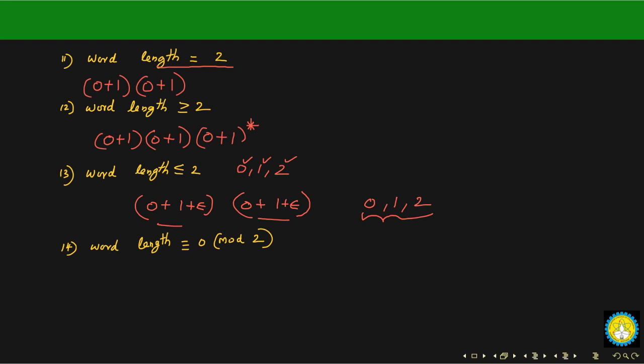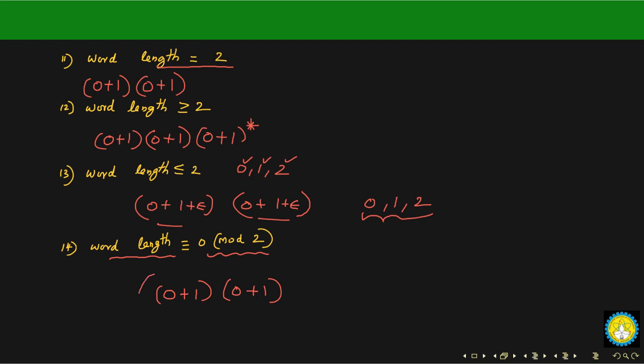Now, one more question, which is again based on modulo arithmetic notation. Here we want to make sure that the word length is congruent to 0 mod 2. This means that upon dividing the word length by 2, you should get a remainder of 0. That essentially means that the word length has to be even. Now, if I write 0 plus 1, 0 plus 1, this would mean that the string's word length is exactly 2. So I want the multiples of 2.